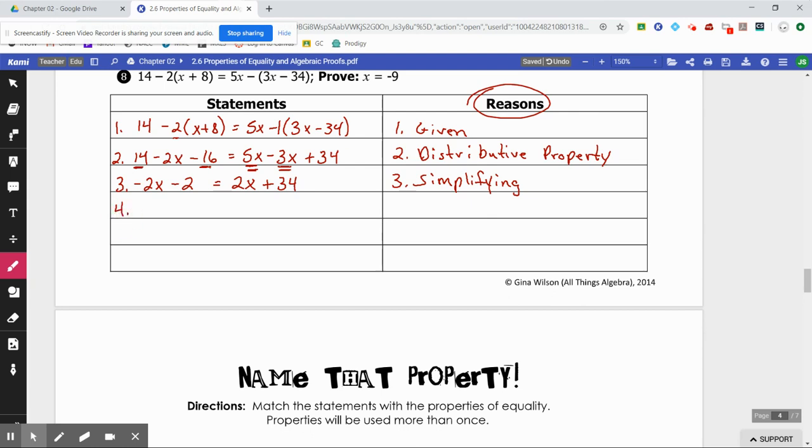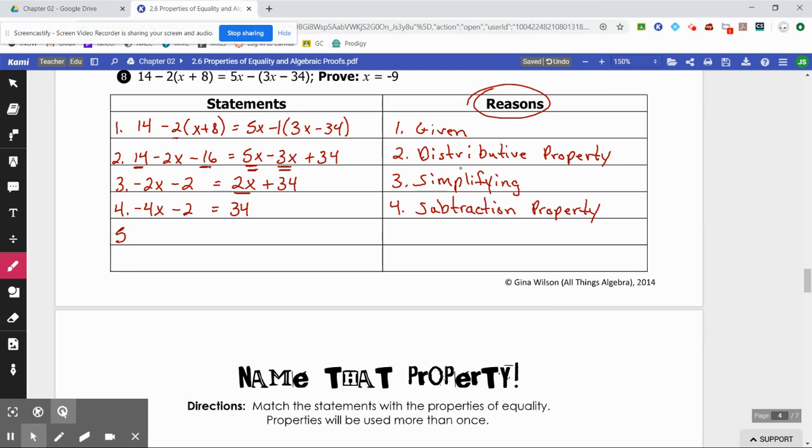Now we're going to move some terms. I'm going to move my 2x right here to the left side. Since it's a positive 2x, I'm going to subtract. So when I subtract 2x, I now have negative 4x. The 2x's are gone on the other side, and I'm left with 34. Since I subtracted 2x, that would be the subtraction property.